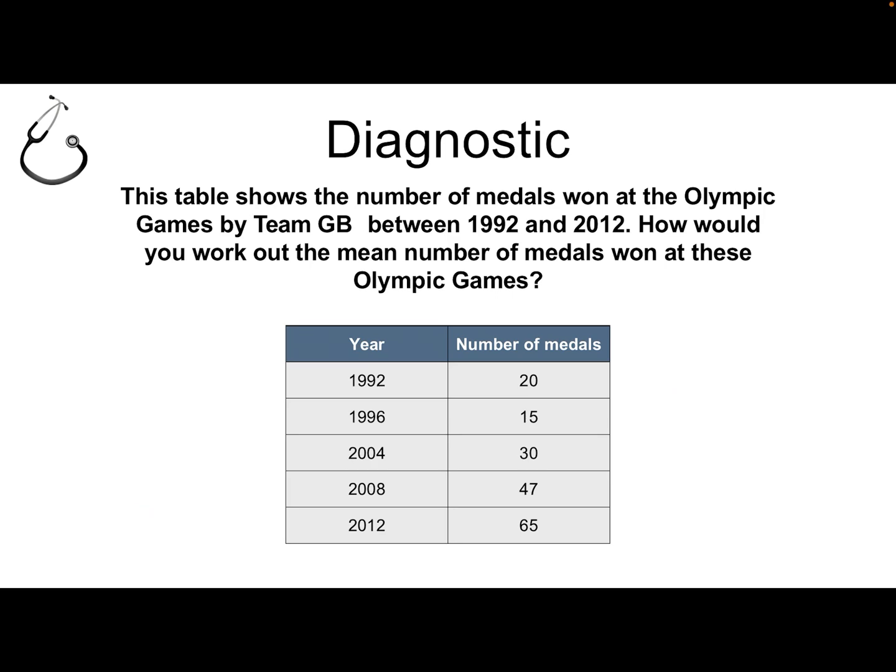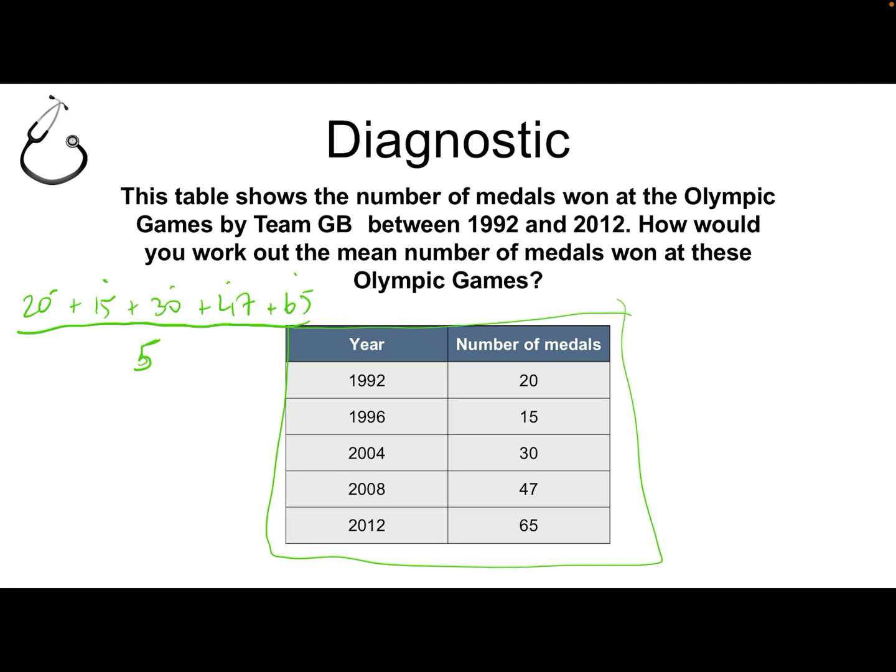Well, it's not a frequency table. It's just a table that says we won 20 medals one year, 15 medals another year, 30 medals another year, 47 medals another year, 65 medals another year, and there were 1, 2, 3, 4, 5 Olympics. So then we can work out the mean per Olympics. Okay, so really inspect your table and understand, is it actually a frequency table? This is not a frequency table. There's no mention of frequency in this table, so be really careful.